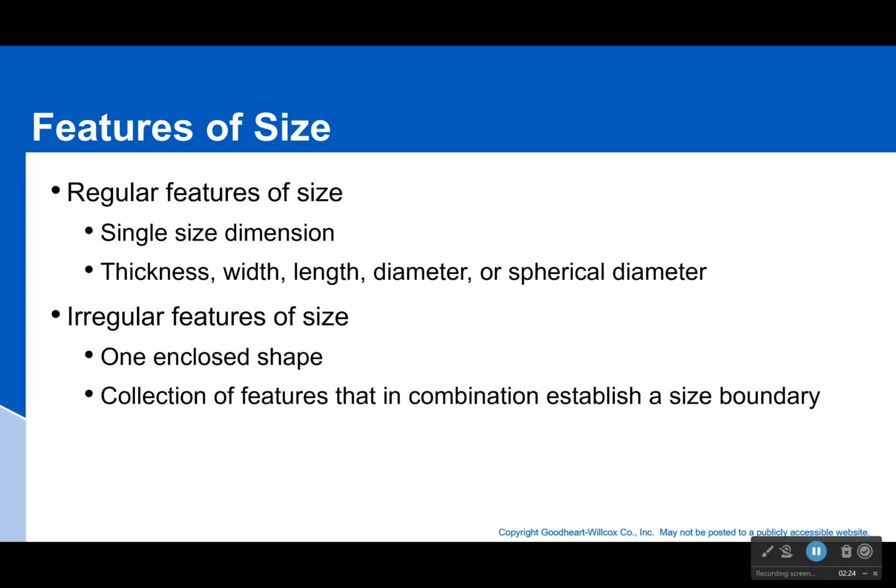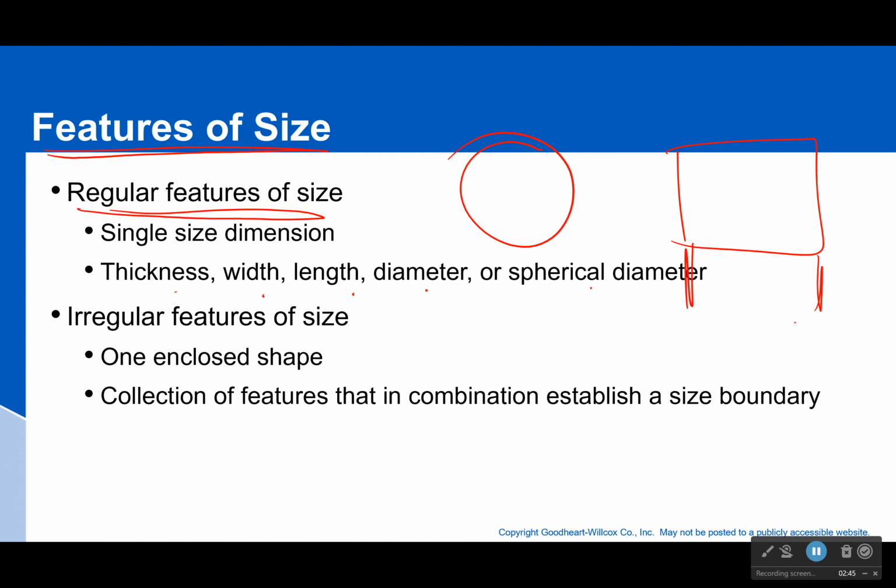So first off, and the last thing we'll talk about for this very brief lecture, is features of size. Okay, so what is a feature of size? So for a regular feature of size, it's going to have a single size dimension. It might have a thickness, a width, a length, a diameter, or a spherical diameter, something like that. So a circle, feature of size. A rectangle is a feature of size. So this one right here, that has a single dimension. That length has a single dimension.